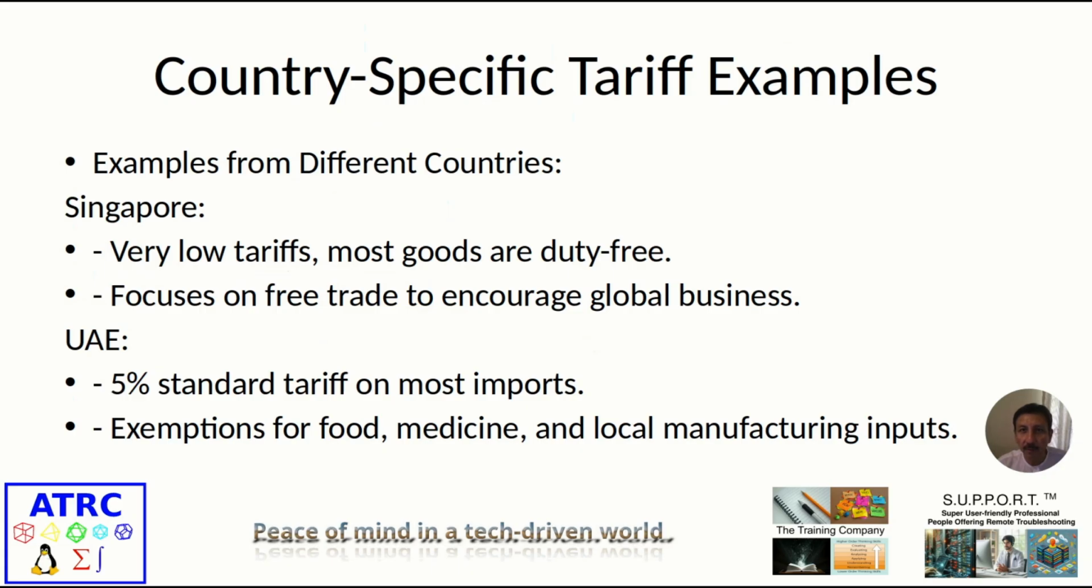Let's look at how different countries approach tariffs. Singapore has a tendency to keep the tariffs very low or near zero to encourage global trade. It's a hub for import and export and re-export. The UAE is similar but has a standard 5% tariff for any stuff coming into the country, unless you're bringing it into the free zone where it is 0%. And some essential items or locally used items are exempted from this 5% tax. For example, food, medicine, or local manufacturing inputs.